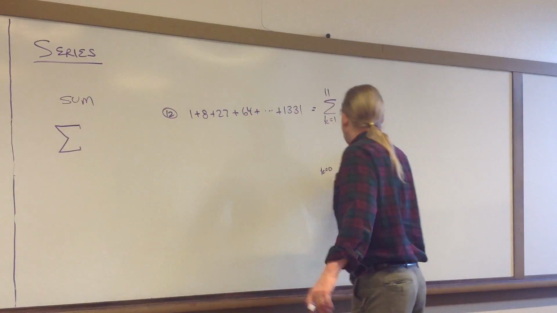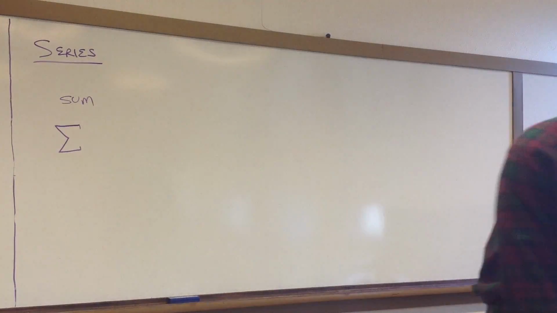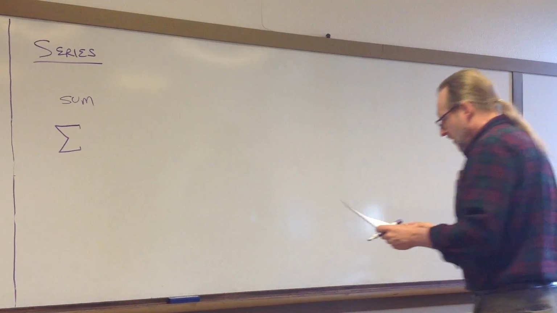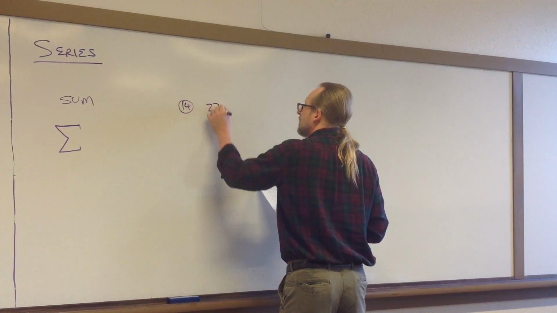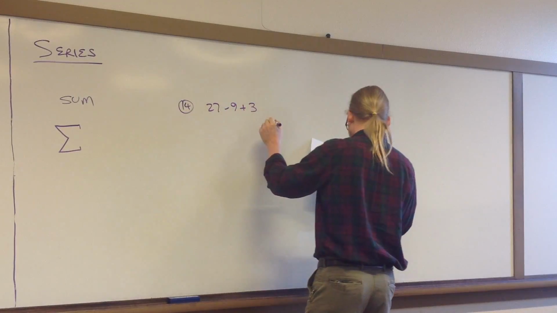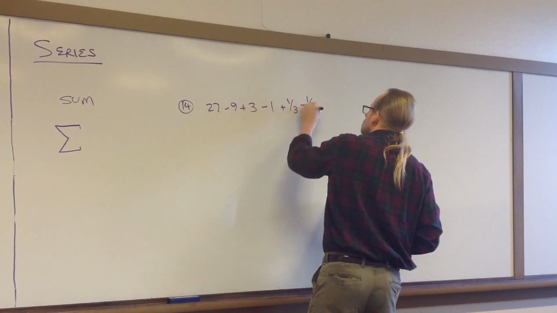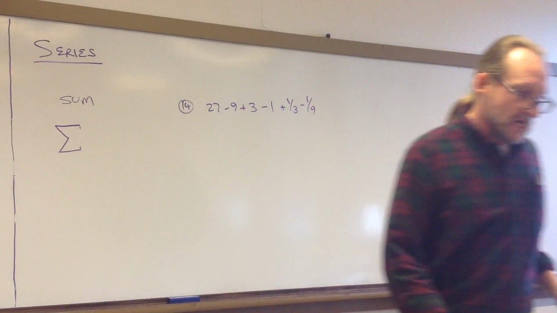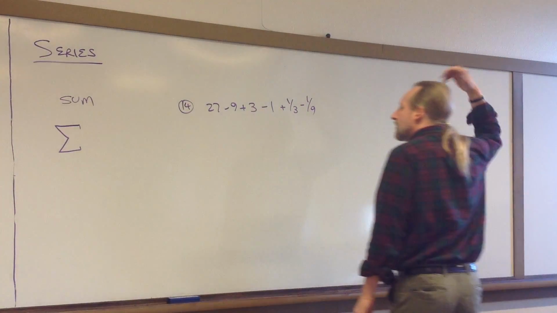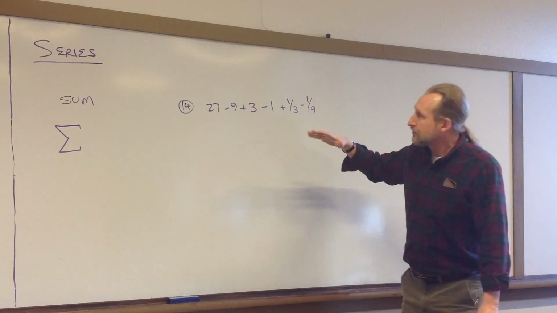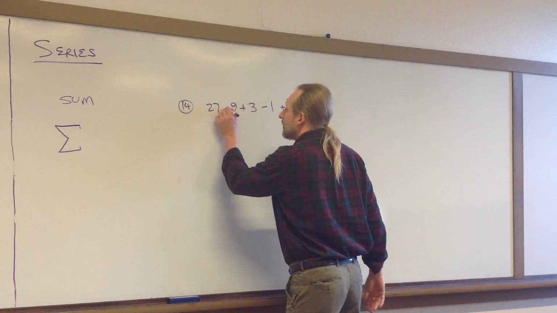All right, I think we've got one more to look at. Problem 14. So this is an alternating series. Let's see here. 27 minus 9 plus 3 minus 1 plus a third minus a ninth. So here, if you think about this in terms of constant multipliers or constant ratios, the constant multiplier here is a third, and more specifically, it's negative a third, okay?